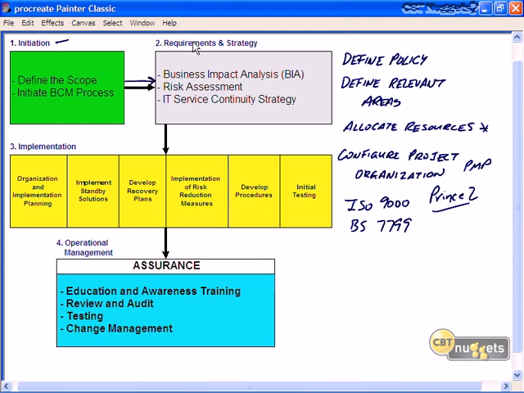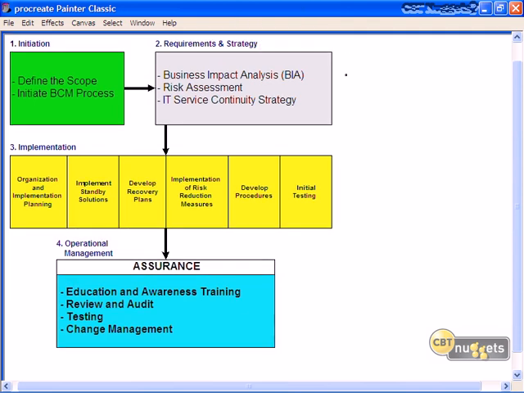Once you define the scope, you're ready to initiate the BCM process and move to the second step, which is requirements and strategy. The second phase is looking at the requirements and the strategy that you're going to take for your business impact analysis, your risk assessment, and your overall strategy for IT service continuity. You'll identify all the reasons that your organization is including IT service continuity management into the policy, and identify the potential impact of all the possible disruptions of services.